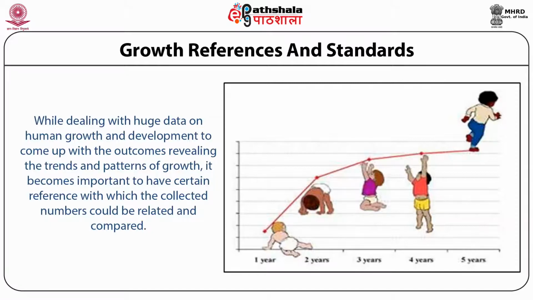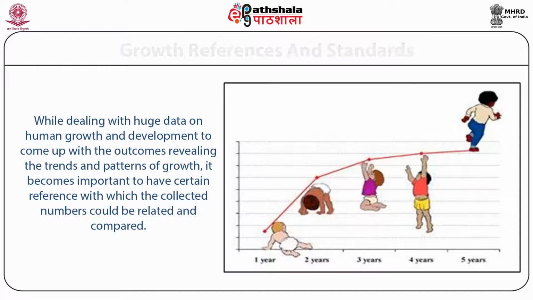Growth standards and references describe the standards for constructing the following charts: length or height for age, weight for age, weight for length, weight for height, and BMI for age.